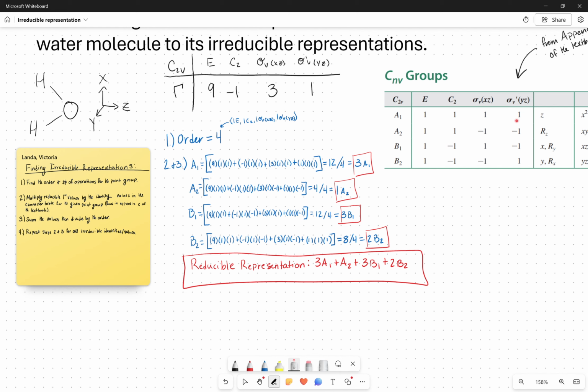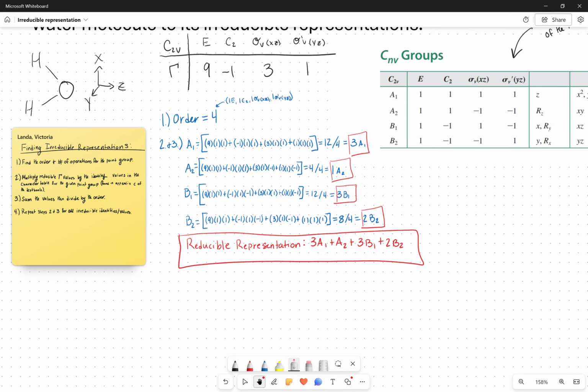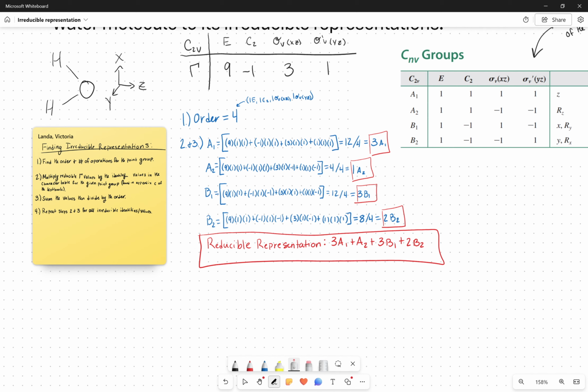In this case, we get 12, and then we have to divide by the order to actually find this irreducible representation. So 12 divided by 4 gives us that we have 3 A1. Okay, so then we go through and we just do this for each of our operations and our representations in the table. And from this we find that we get 1A2, 3B1, and 2B2.